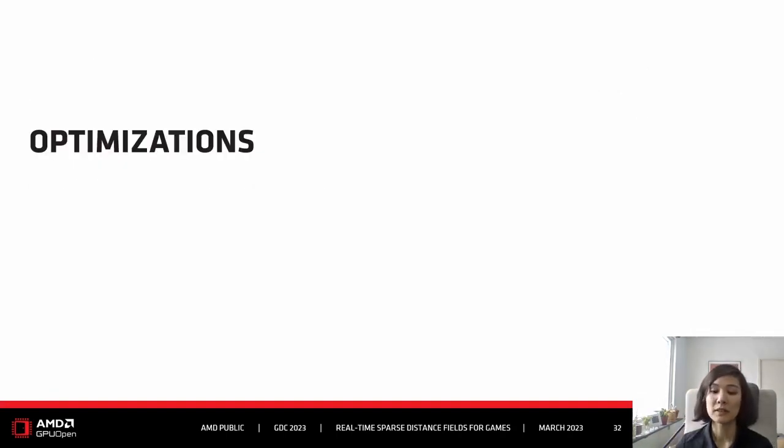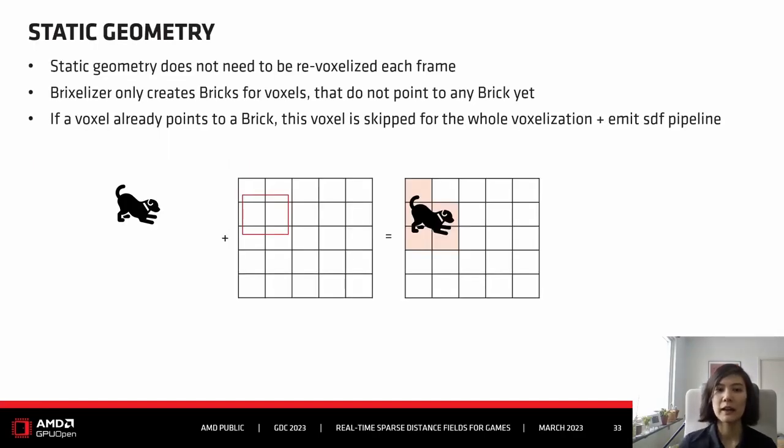So, optimizations. I presented to you the basic algorithm, but there have to be some optimizations here and there to get it up to speed so that we can actually do it in real time. And the first very important optimization is to make a differentiation between static geometry and dynamic geometry. Because static geometry does not need to be revoxelized each frame, right? Because it doesn't change. And it would be a waste of computation if we would revoxelize it each frame. So the optimization is to not do this.